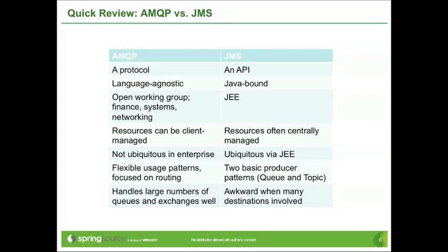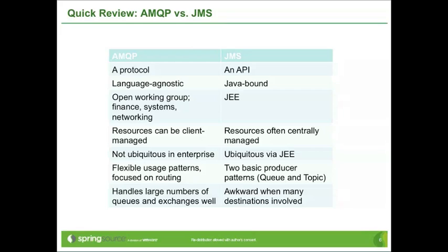AMQP has, in some ways, greater flexibility than JMS. There's a focus on the routing of messages that JMS doesn't really have, since the latter really provides two basic producer patterns, queues and topics. AMQP also has some scalability advantages over JMS in that it handles large numbers of queues and exchanges, about which we'll say more later, very well, whereas JMS can be awkward when many destinations are involved.